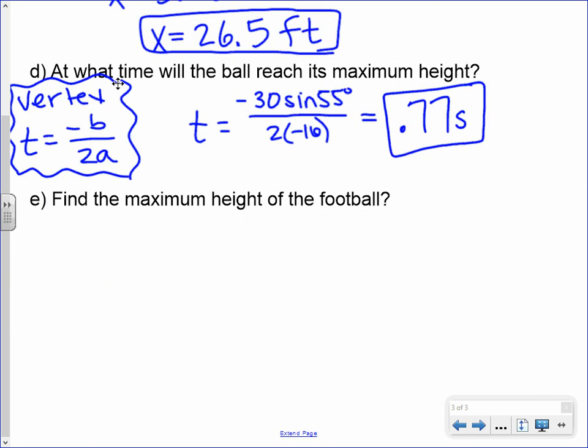Okay. My last question, I want us to find the maximum height of the football. Think about it. What is the maximum height of the football? First of all, do we use the x equation or the y equation? The y equation. And I'm looking for a height, which means we need a t value to plug in that will give us the y value. Okay? So which t value do we plug in? That one. Okay, if this is when it reaches its maximum height, let's plug it in.